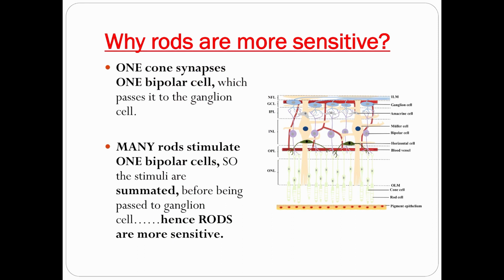Rods are more sensitive, I told you, because one cone synapses with one bipolar, but many rods stimulate one bipolar. So the stimuli are summated, hence rods are more sensitive. That is why through the rods you can see in dim light, and that is why in dim light you can't see colors, because cones are not utilized, as they are less sensitive. Already light is less, how will they be sensitive?